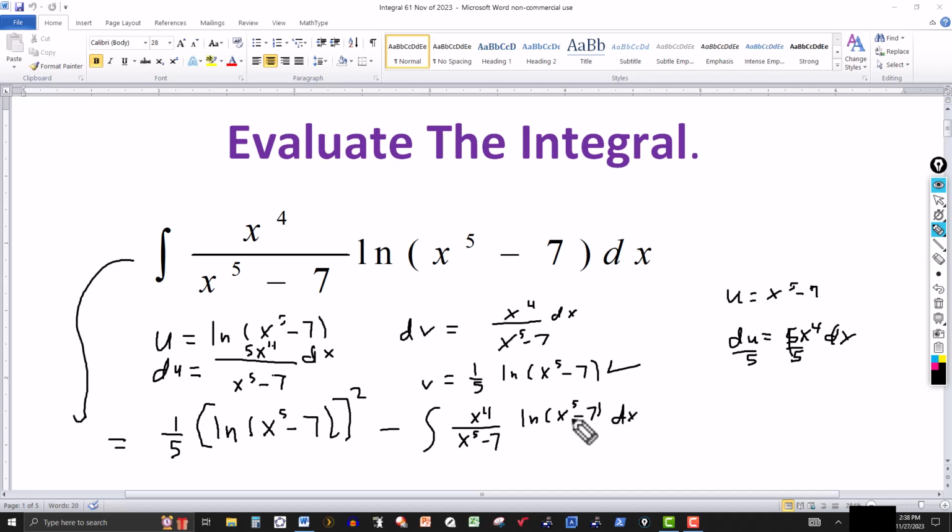Now notice the original integral right here, x to the fourth over x to the fifth minus 7, ln of x to the fifth minus 7, that repeated. So instead of messing with this integral here, since this is the same thing as this one right here, we simply bring that over to the other side. I don't have to write this again. So here's what I'm going to do. I'm going to add this integral to both sides. So it's going to cancel it on this side and add it to the other side.